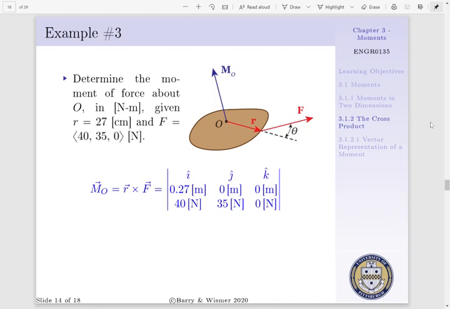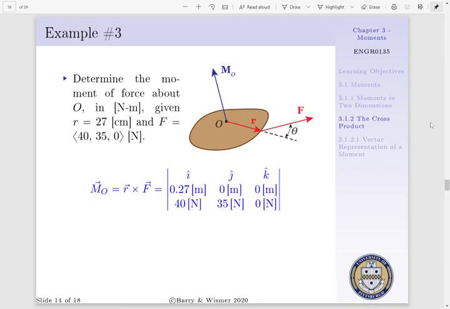Our first row is populated by the terms i hat, j hat, k hat. Our second row is our position vector, i.e. our moment arm, which is 0.27 meters in the x direction and 0 meters in the y and z directions. Our last row is our force vector. We have 40 newtons in the x direction, 35 newtons in the y direction, and 0 newtons in the z direction.